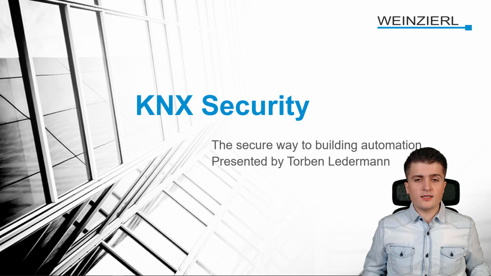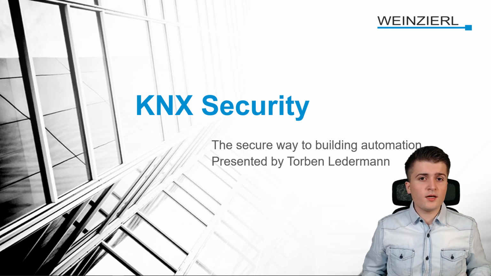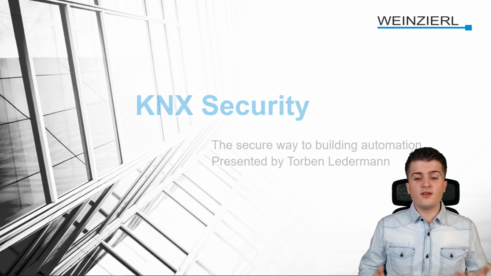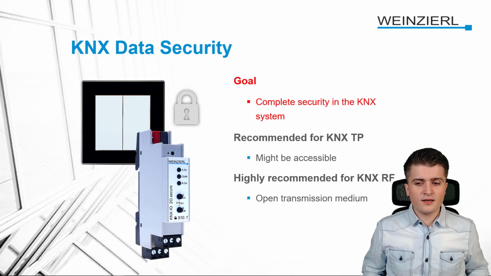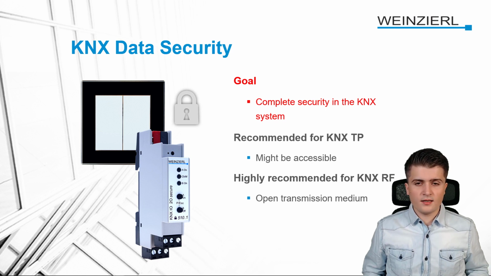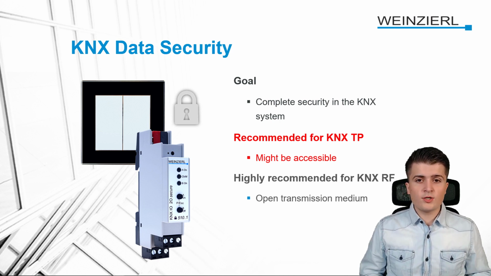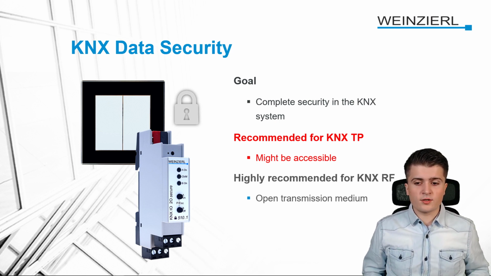In this video we take a look at KNX Data Security. So where is data security recommended and what are the three pillars of KNX Data Security? First of all, the goal of KNX Data Security is to achieve complete security in the KNX system. It is recommended for a KNX twisted pair. Why? Because there might be parts of the KNX twisted pair line which are accessible from the outside, where an attacker can hook up to the twisted pair line and then start to attack the KNX network.